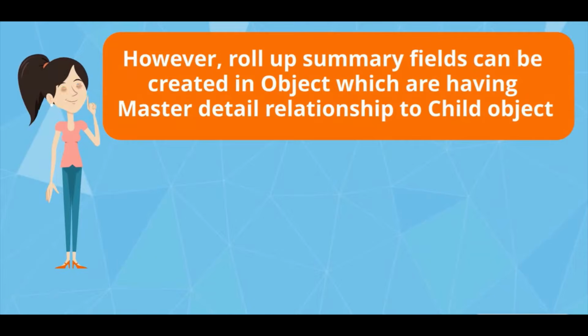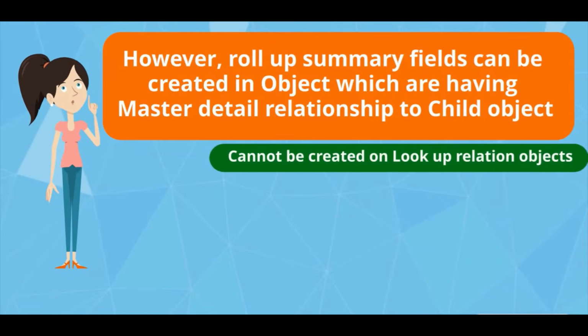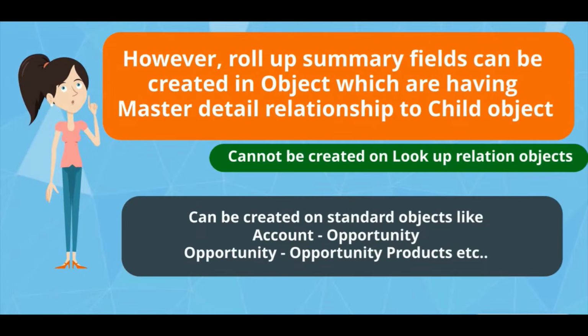However, rollup summary fields can be created on objects which have a master-detail relationship with their child object, and cannot be created on a lookup relationship object. Let's say object A and object B are related with lookup. We cannot create rollup summary fields on object A.